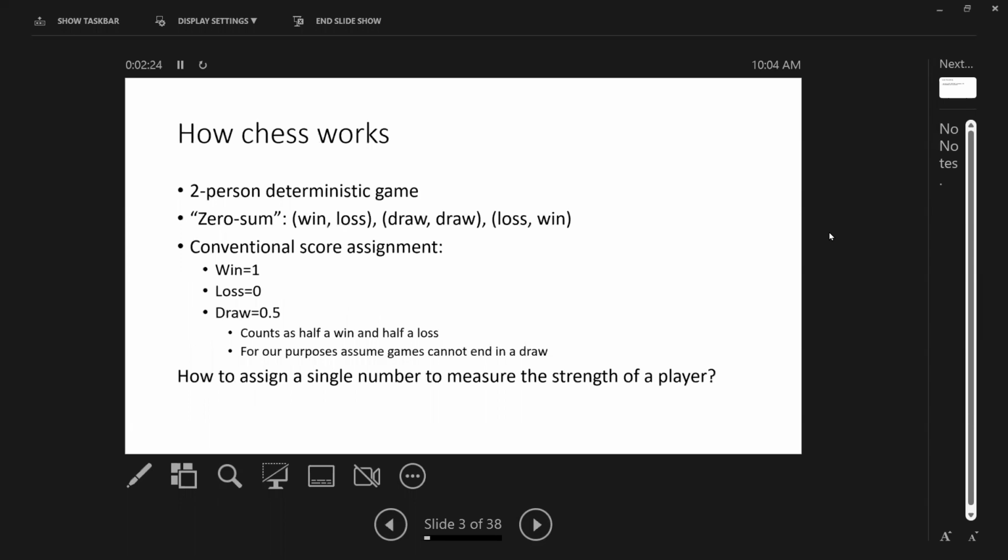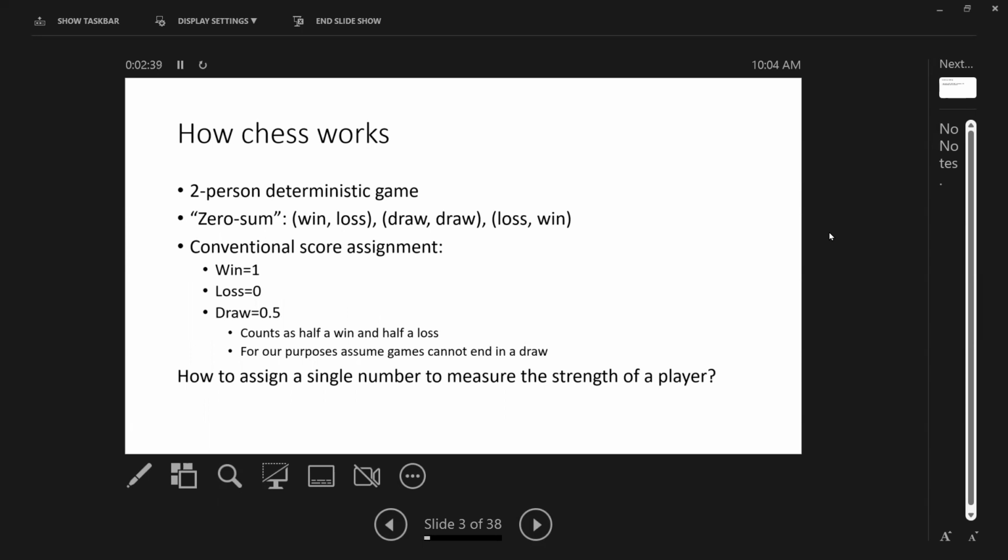So here's how chess works. It's a two-person game. It's a deterministic game. There's no roll of the dice or flip of a coin. It's a zero-sum game. You cannot have both players winning. Either one of them wins and the other loses, or the game is a draw.